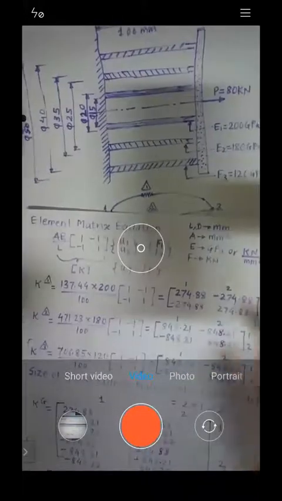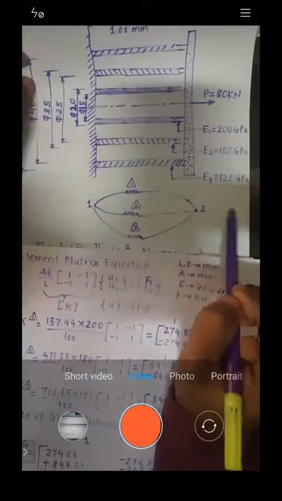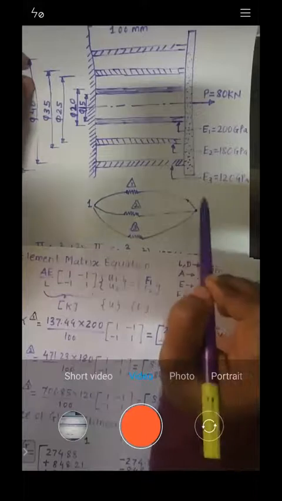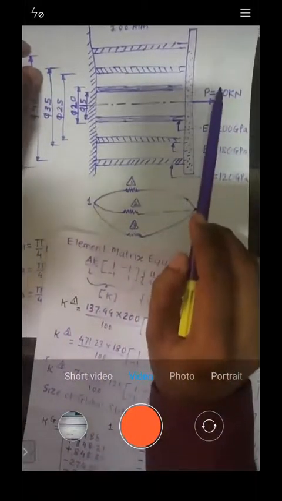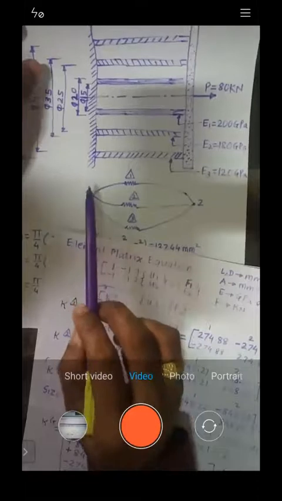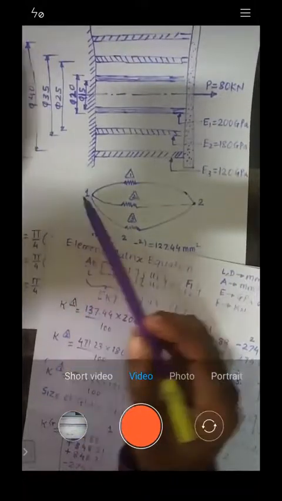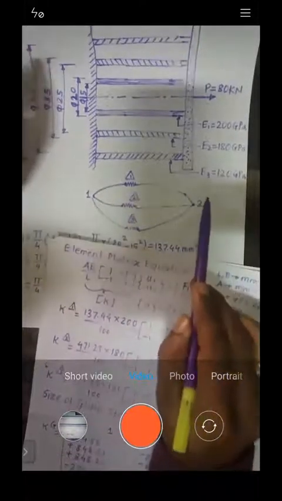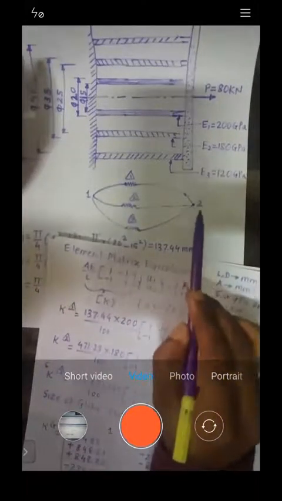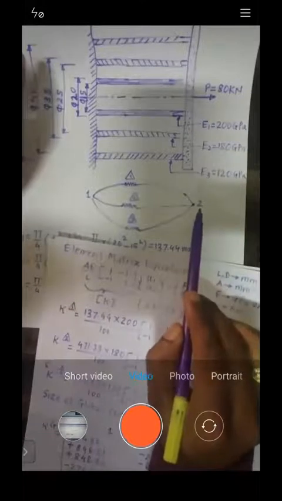Now see, if you see this diagram, what is the force applied at node 2? It is 80 kilonewton going towards the right-hand side. So at node 1, the reaction should be of the same magnitude, right? So at node 1, what is the reaction? It is 80 kilonewton only, but it should go to the left-hand side. Are you getting this point?